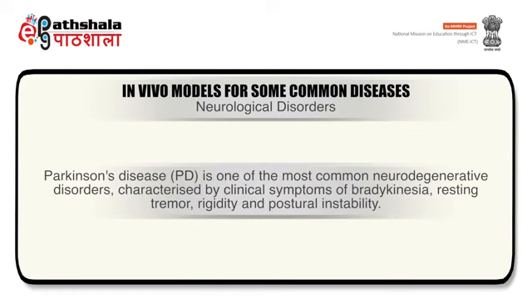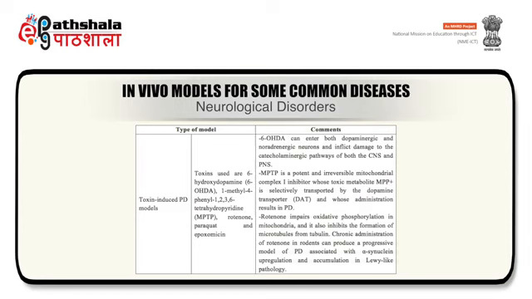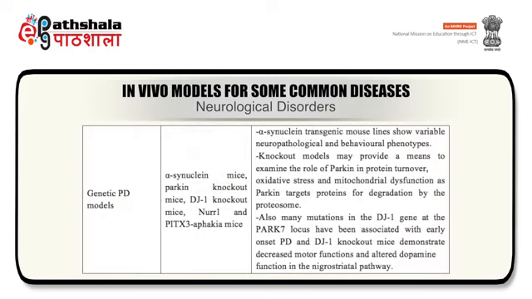Parkinson's disease is one of the most common neurodegenerative disorders, characterized by clinical symptoms of bradykinesia, resting tremor, rigidity and postural instability. Moreover, in the advanced stages, non-motor symptoms such as dementia, olfactory dysfunction and psychiatric features also occur frequently. Experimental Parkinson's disease models can be divided into toxin-induced models and genetic models as shown on screen. PD can be induced using toxins such as 6-hydroxydopamine, 1-methyl-4-phenyl-1,2,3,6-tetrahydropyridine and rotenone. Similarly, the genetic PD models can also be used for the induction of Parkinson's disease.